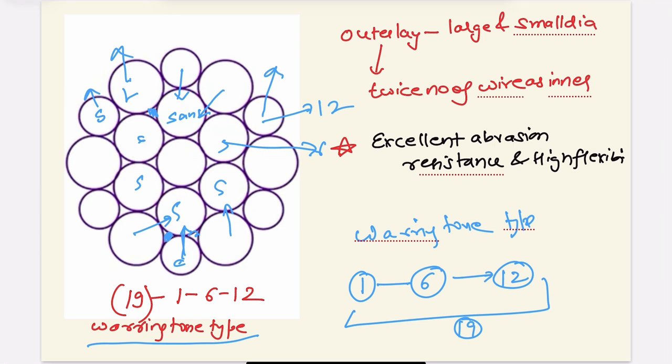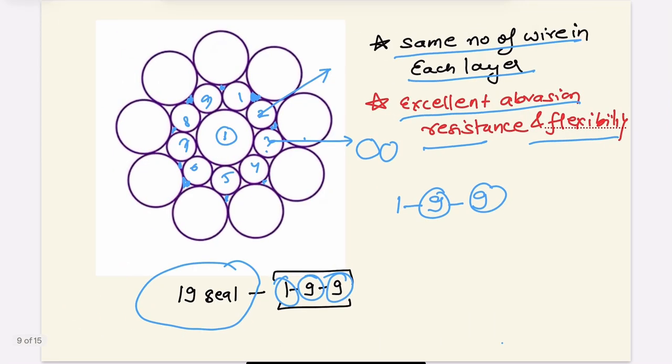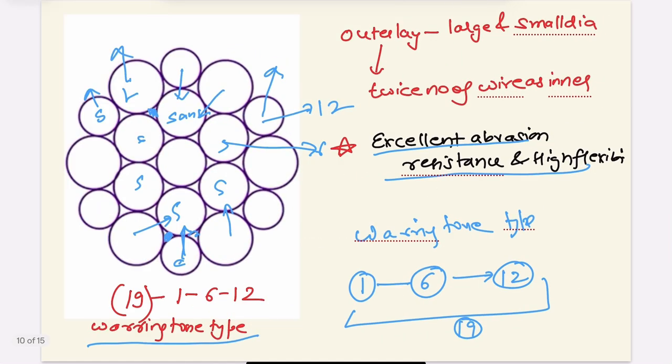Okay, so these have excellent abrasion resistance and high flexibility. These also have excellent abrasion resistance and high flexibility, Warrington type. Okay, now, in both cases we have understood that both have excellent abrasion resistance and flexibility.